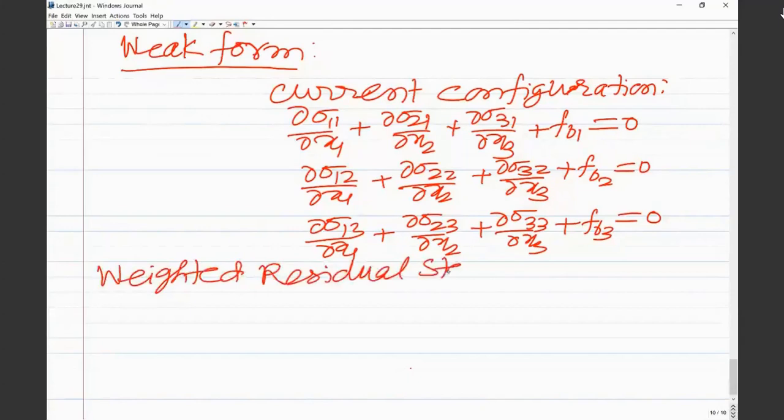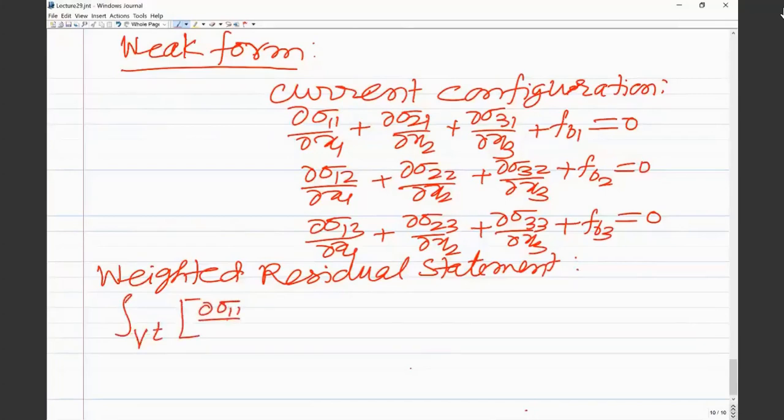Weighted residual statement. So we can write that integration, and I am writing this in the current configuration. So the integration over the current volume Vt, and then all the equations have to come here. So I will write just a few terms.